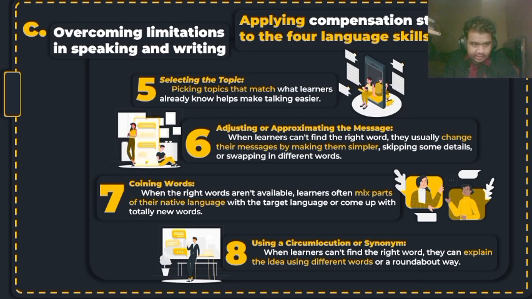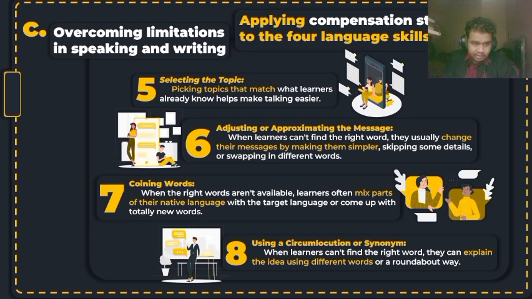Sixth, adjusting and approximating the message. When learners can't find the right word, they usually change the subject by making it simpler, skipping some details, or swapping in different words. This often leads to using simpler phrases or similar terms to get the main point across. Seventh, coining words. When the right words aren't available, learners often mix parts of their native language with the target language to come up with totally new words. This way, they can still communicate, even if they don't have the usual phrases.